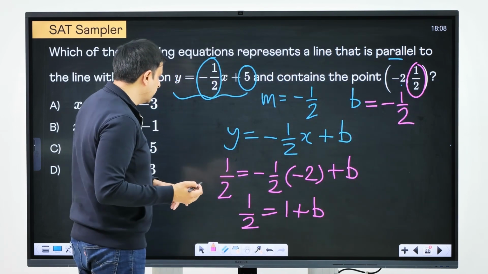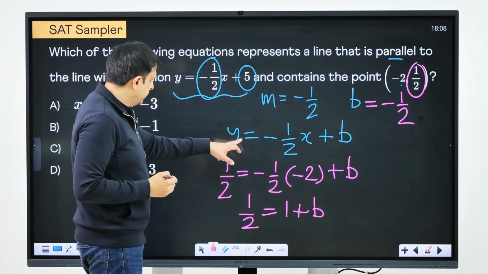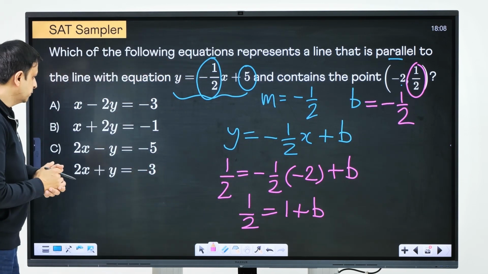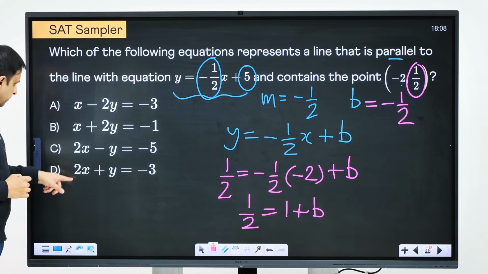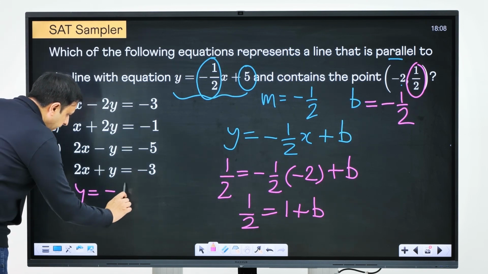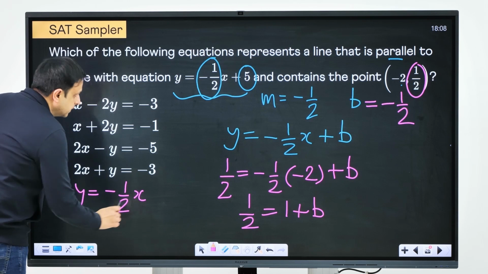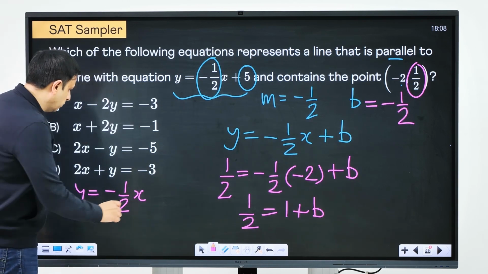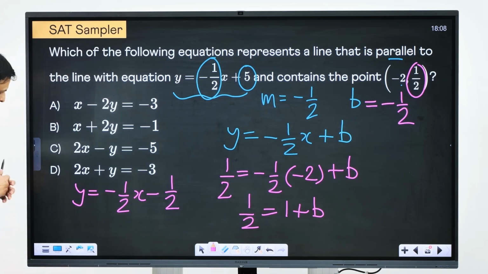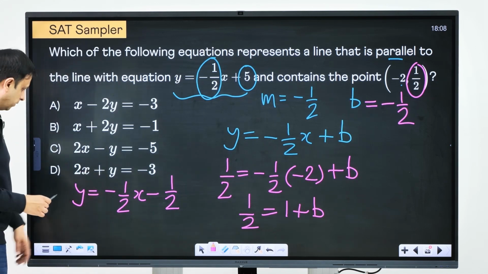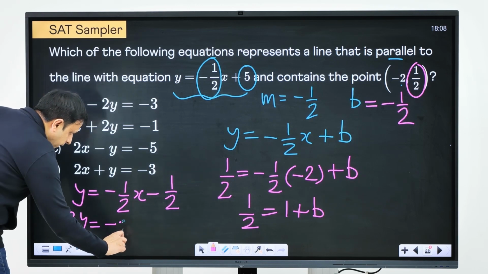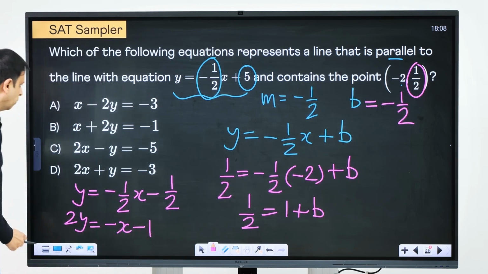So now we should get our equation, y is equal to negative 1 over 2x plus negative 1 over 2. We might need to simplify that because we don't have any fractions in the options. So let's do that. Our equation is negative 1 over 2x, and b is also negative 1 over 2. So I'll write it like this. Now let me multiply both sides by 2 to get rid of the fractions. So I should get 2y is equal to negative x minus 1.